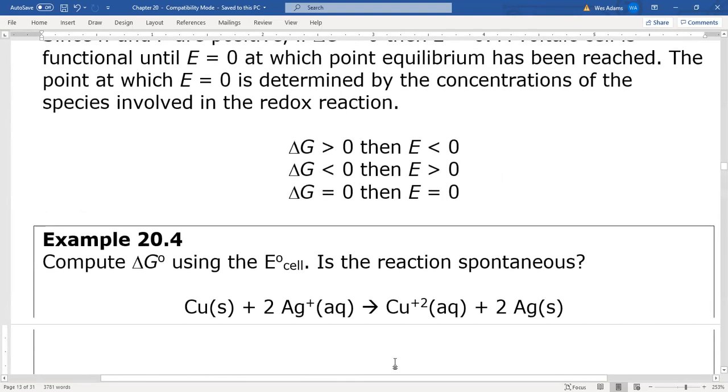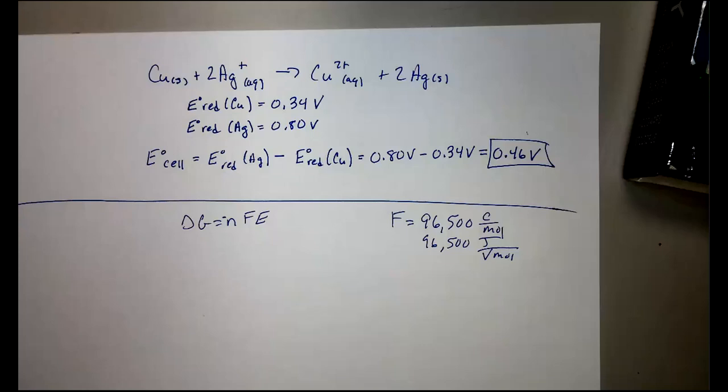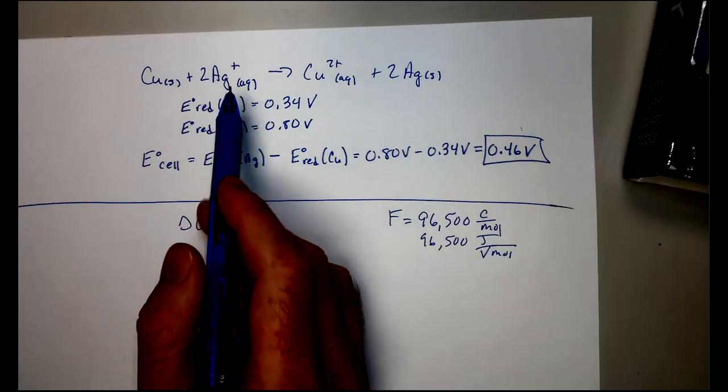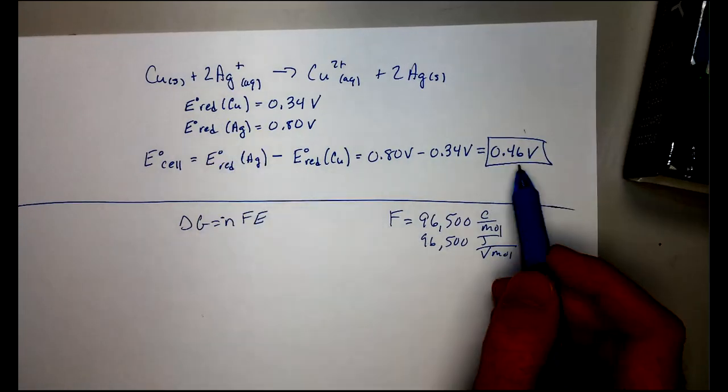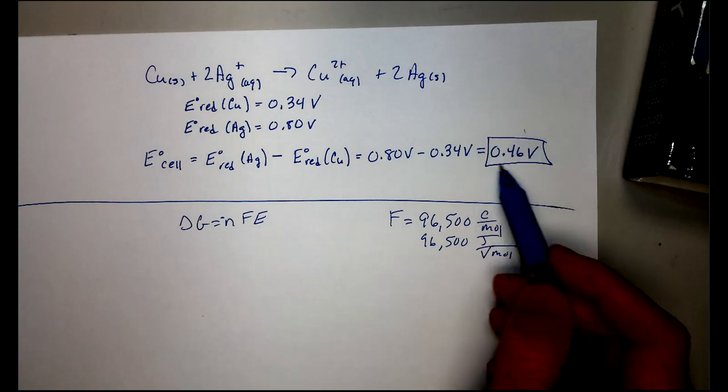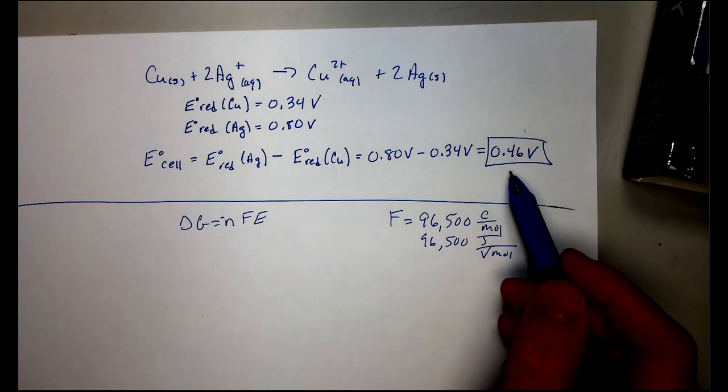So if we look at this, when we compute delta G using E cell standard, is the reaction spontaneous or not? We used this copper-silver reaction in the previous example video, the video before this one, so you can go back and review that if you haven't watched it yet. This is the problem that we worked out before, calculating the cell voltage of 0.46 volts. That would indicate this cell is spontaneous, which was the second part of that question.